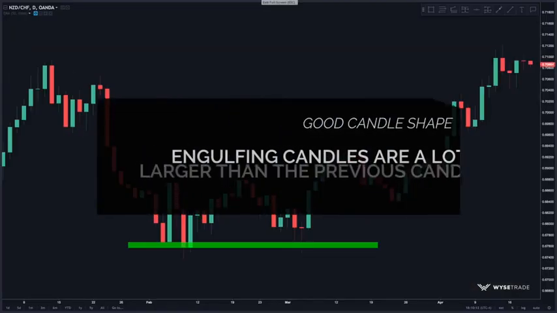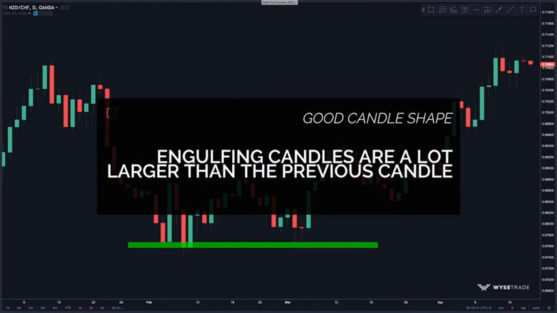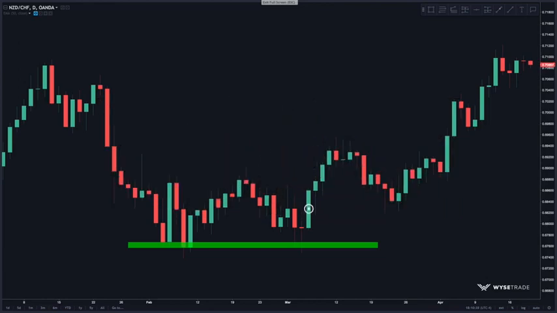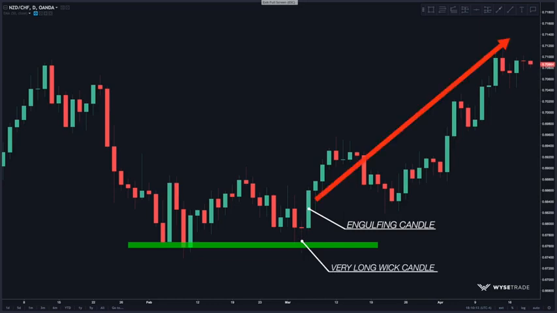So another candle we love to see are engulfing candles, which is when the candle is very large in comparison to the previous candle. As you can see, this candle here is very large in comparison to the candle to the left and shows massive buying pressure. Now, as you can see, we have a long wick candle followed by an engulfing candle. Engulfing candles work best when they come right after a long wick candle.